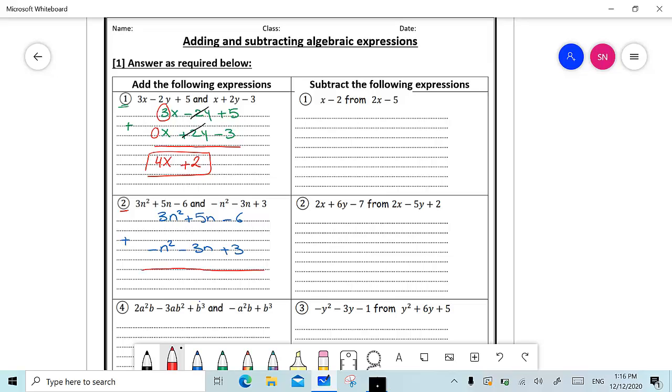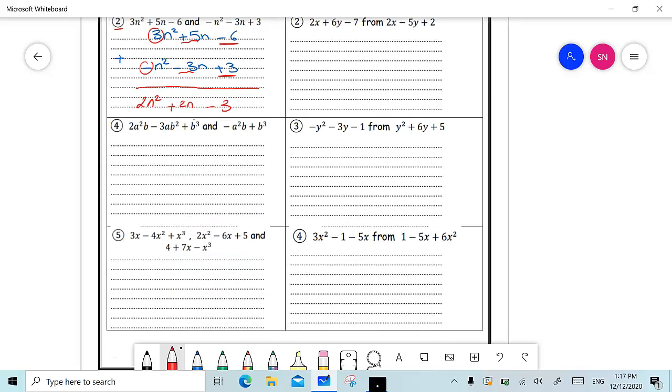So now I'm going to add the coefficient of n squared. So I have 3 plus negative 1, this is equal to 2 or positive 2. So I'm going to write here 2n squared. And I'm adding the coefficients of n, which is positive 5 plus negative 3, this is equal to positive 2. So positive 2n. And adding the absolute term, I'm adding negative 6 plus positive 3, this is equal to negative 3. Let's go to the second one now.